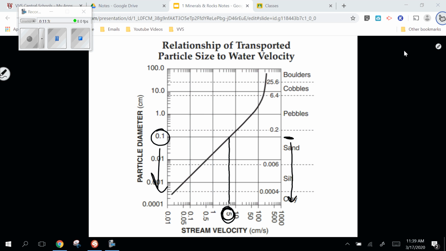Or if I went the other way, and I said, how fast does a stream have to be moving in order to carry a 0.2 centimeter particle? You would go, oh, I read down here, it needs to be moving at 10 centimeters per second.